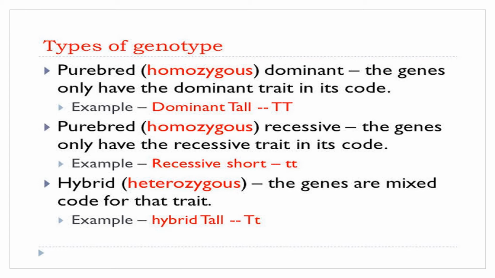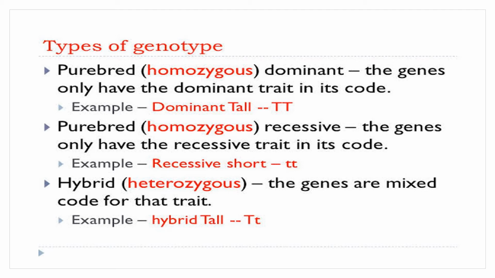Okay, let's start with the purebred. For our purebred homozygous dominant, the genes only have the dominant trait in its code. For example, the dominant tall, or the two capital letter T. That is called the purebred dominant. For our purebred homozygous recessive, the genes only have the recessive trait in its code. For example, the recessive short, or the two small letter t.